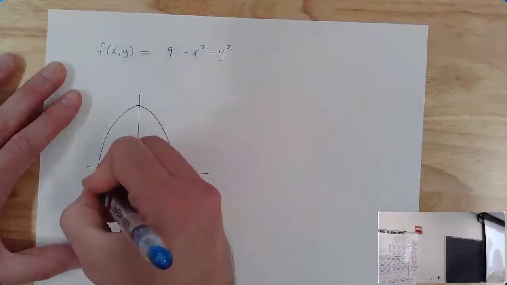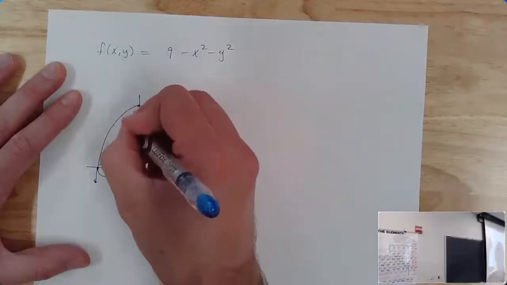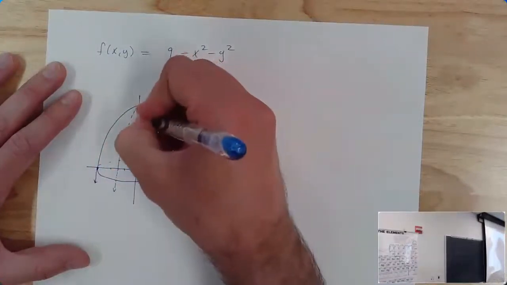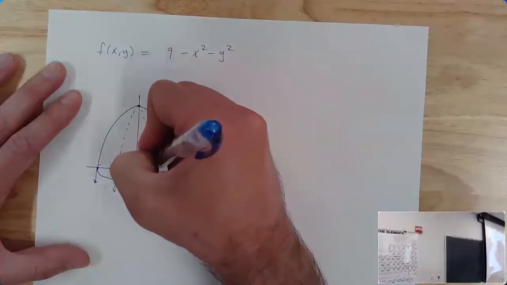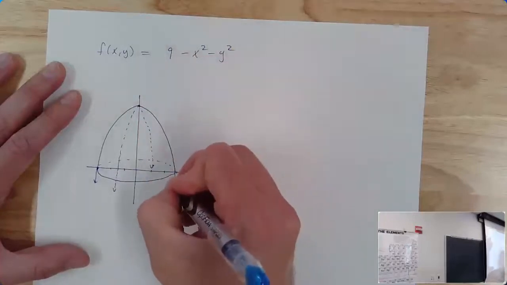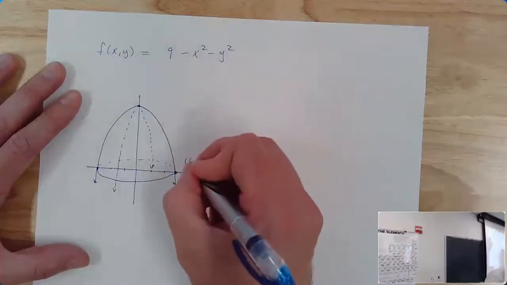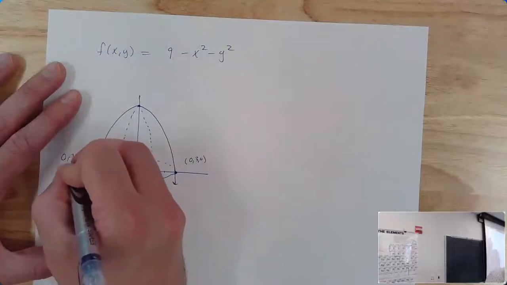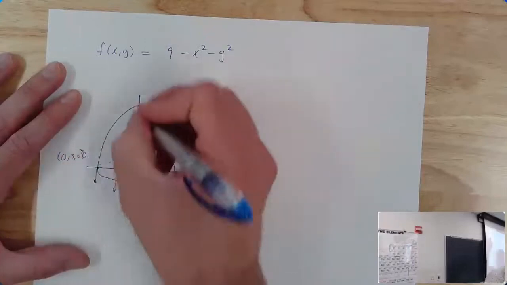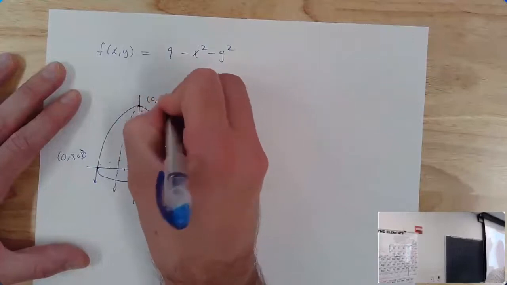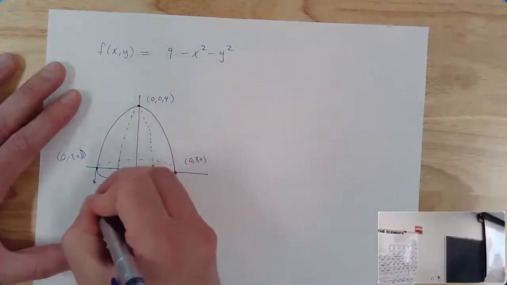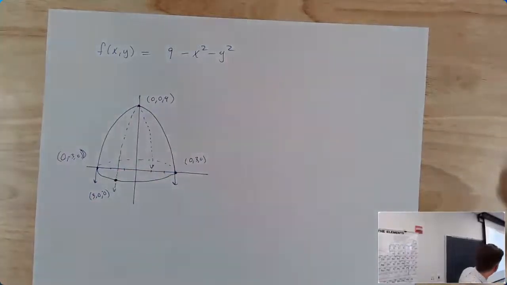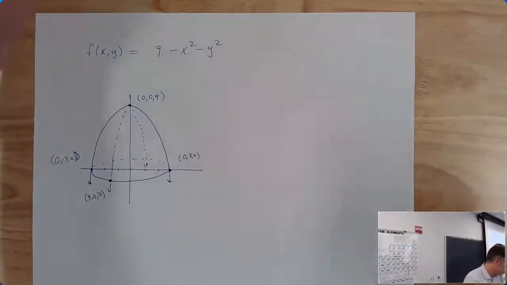And it keeps going, right? Let's just stop there. Okay. And that point is the point 0, 3, 0. That point's the point 0, negative 3, 0. That's point 0, 0, 9. That's the point 3, 0, 0. I don't really want to label it. Those are the points I want to label for now.